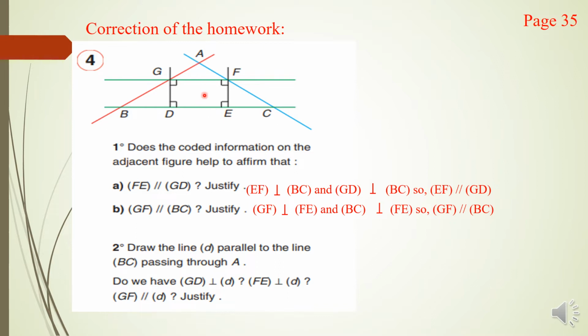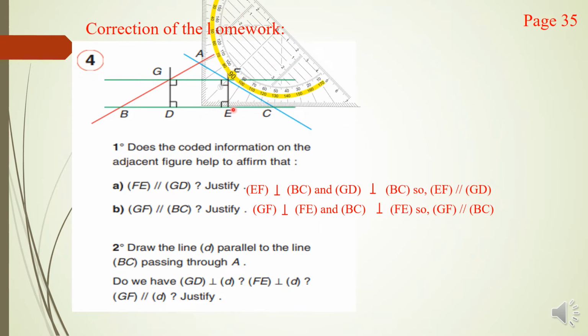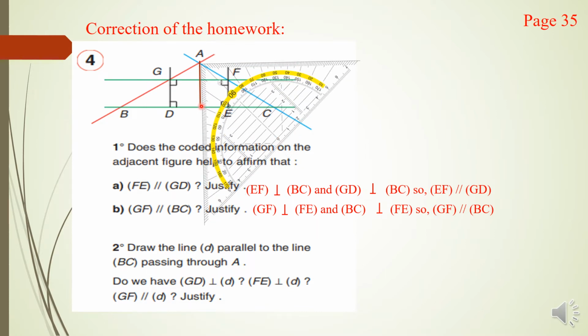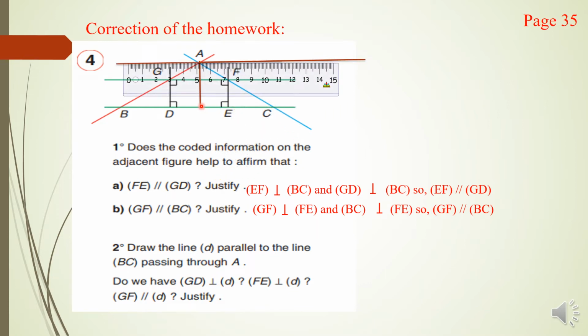Okay? Draw the line D parallel to the line BC passing through A. We have to draw, passing through the point A, a line parallel to BC. How? By using the set square. Excellent. We have to put the set square in front of the line BC. I will draw a perpendicular line from the point A to the line BC like this. Then I will turn the set square at the point A to make a line parallel to BC. So I will elongate it like this. This is the line D.